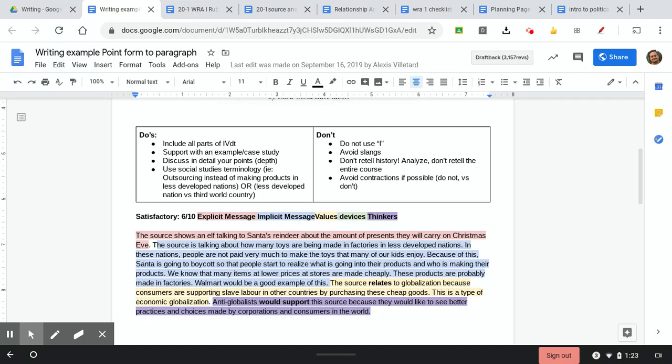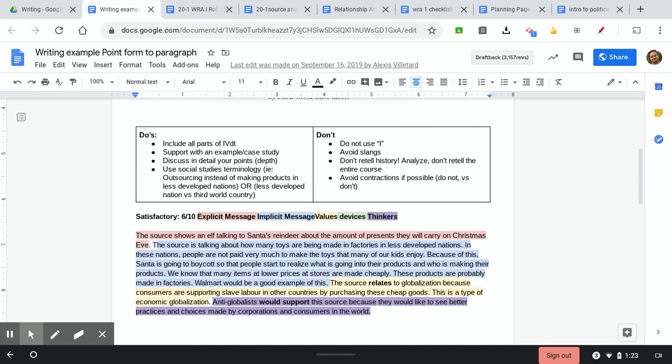We know that many items at lower prices at stores are made cheaply. These products are probably made in factories. Walmart would be a good example of this. The source relates to globalization because consumers are supporting slave labor in other countries by purchasing these cheap goods. This is a type of economic globalization. Anti-globalists would support this source because they would like to see better practices and choices made by corporations and consumers in the world. As you can see, this is not a bad paragraph.